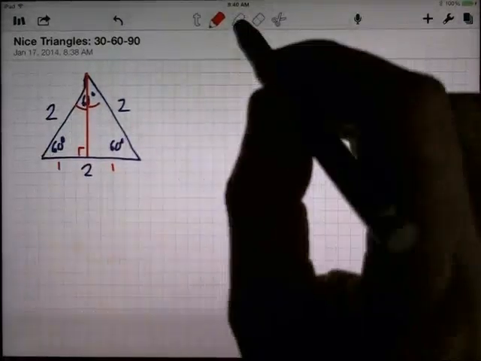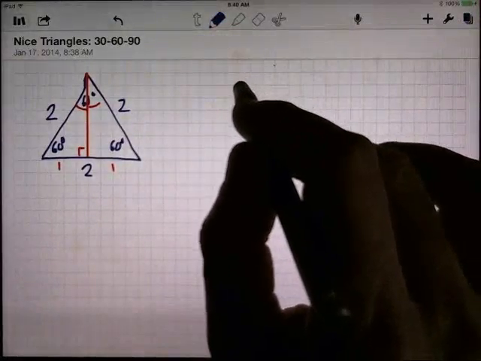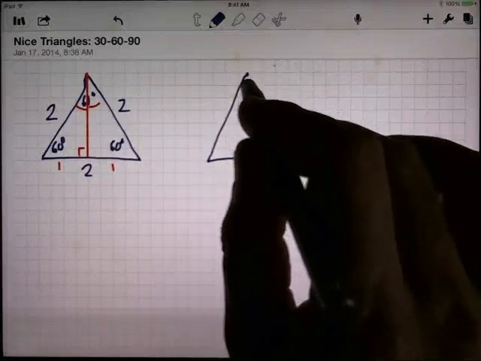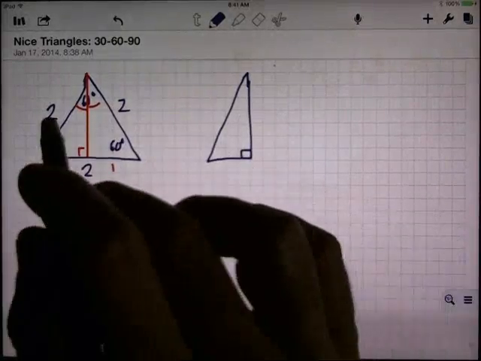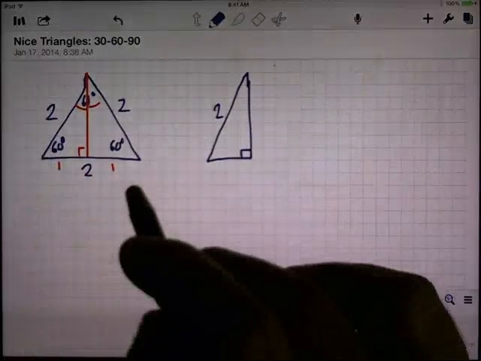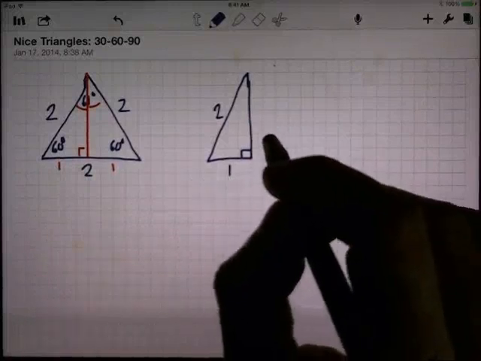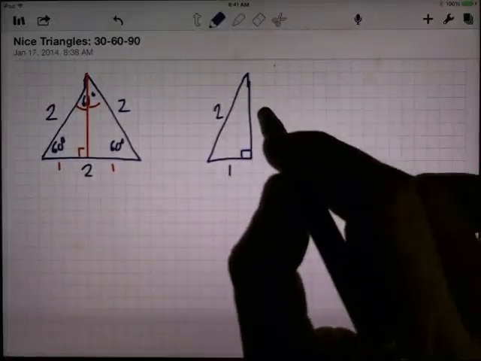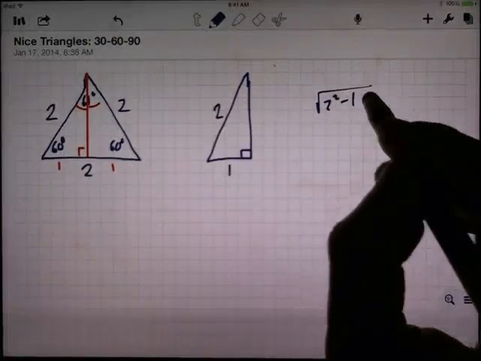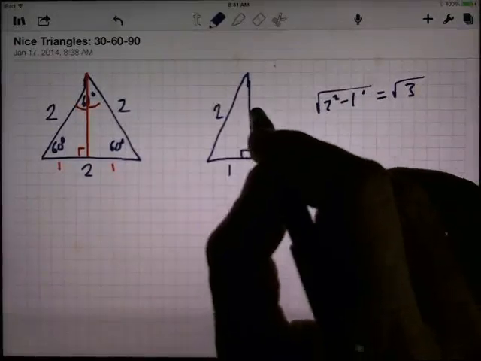So now if I just look at half of that triangle, I want to just grab half of that triangle. The right angle's here. This hypotenuse here is the original side length of the equilateral triangle. The short side down here is half of that, so 1. I can use Pythagoras to find this side over here. It's got to be the square root of 2 squared minus 1 squared, which is the square root of 3. So this side is the square root of 3.